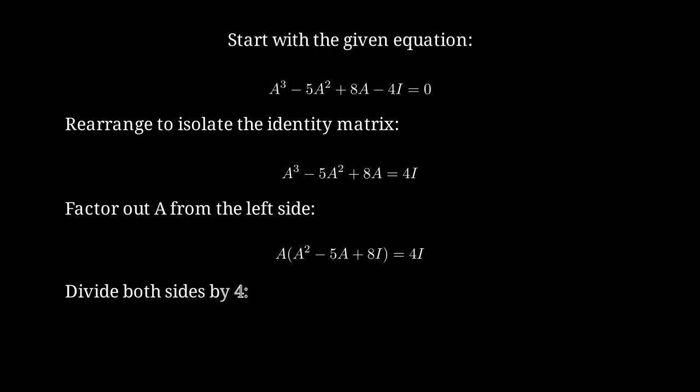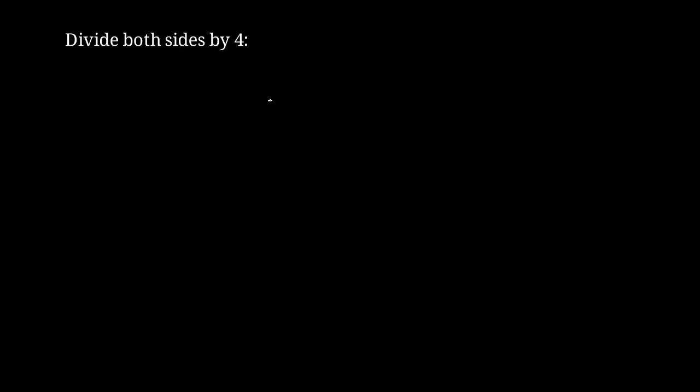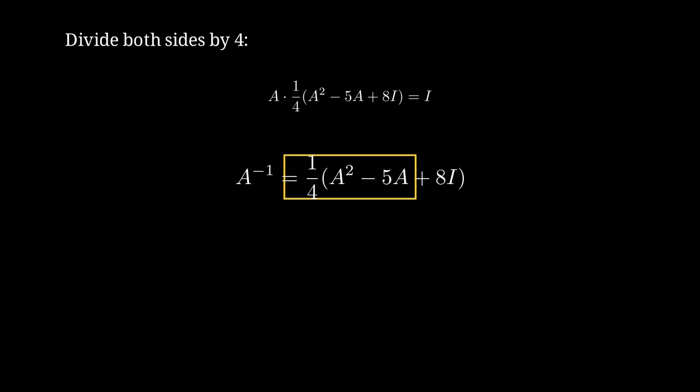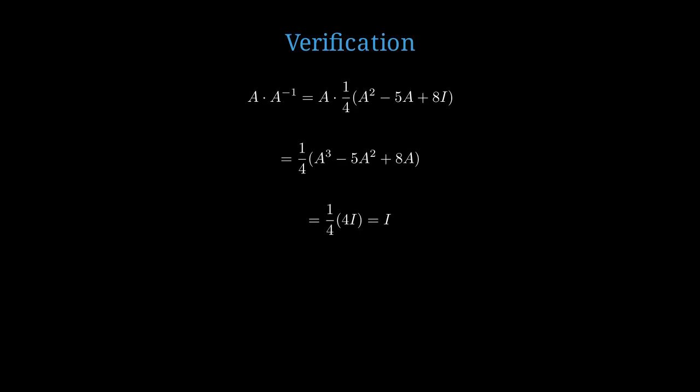Dividing both sides by 4, we get A times 1/4 of A squared minus 5A plus 8I equals the identity matrix. Therefore, the inverse of A is 1/4 times A squared minus 5A plus 8I. Let's verify this makes sense. If we multiply A times our proposed inverse, we get 1/4 times A cubed minus 5A squared plus 8A, which equals 1/4 times 4I, which equals I, confirming our answer.